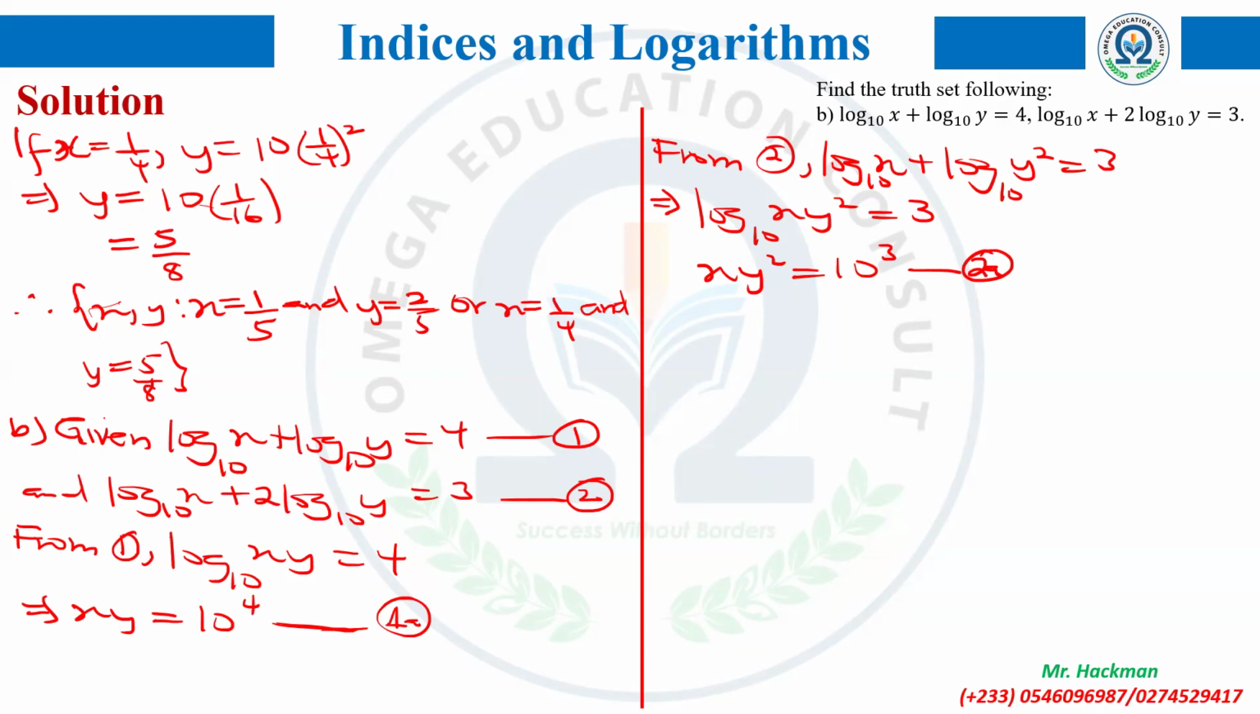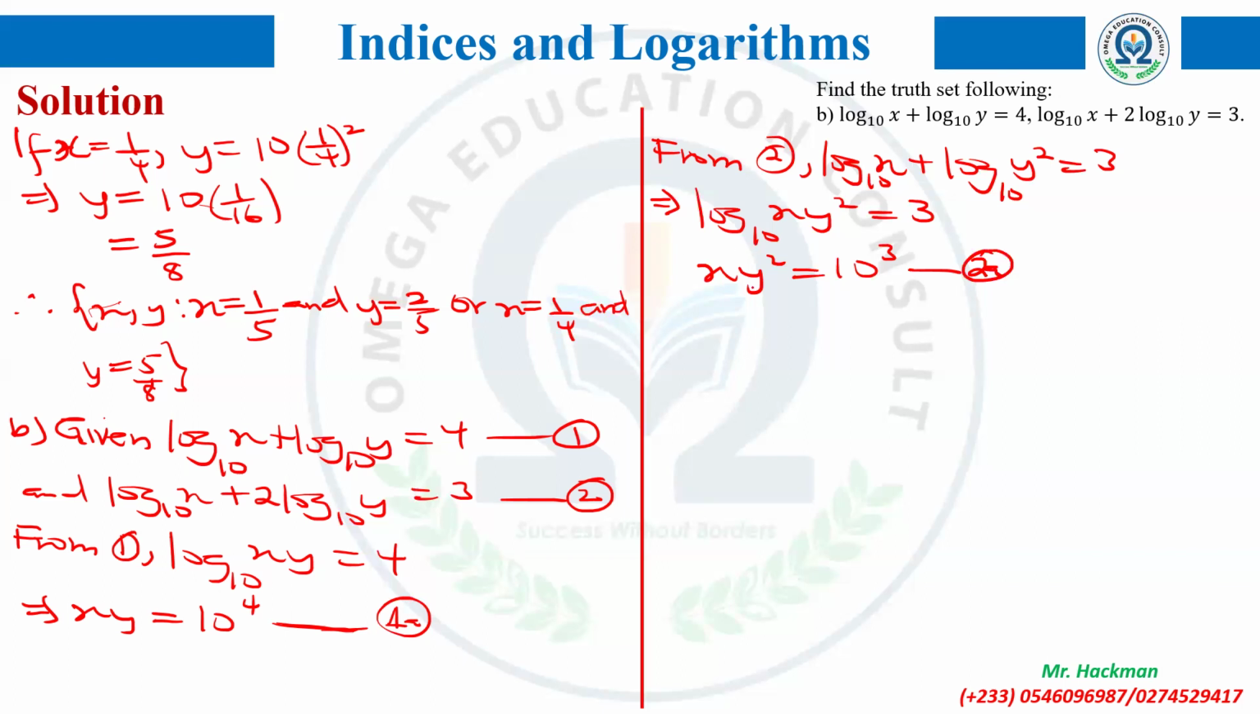Is that clear? Okay, I know some of you would want to make x the subject in one of the equations, then substitute, or make y the subject and substitute. But I am smarter, and equally you can be smart. Okay, so this is it.